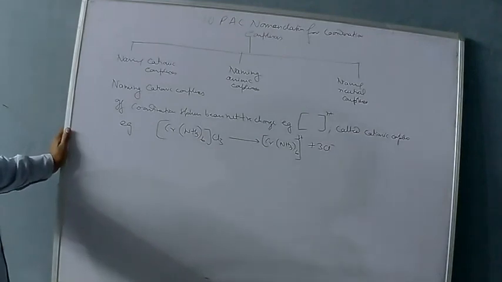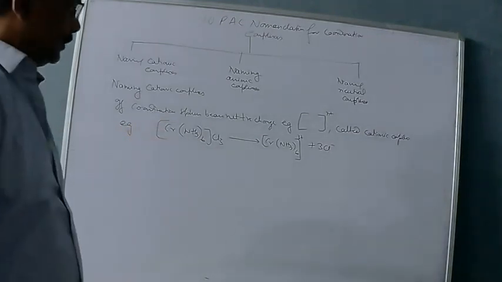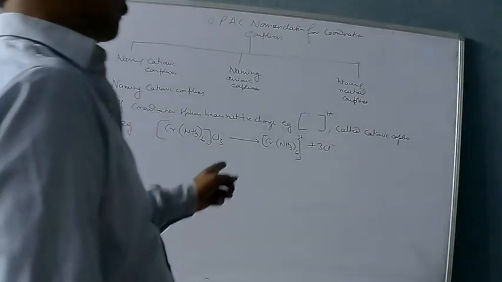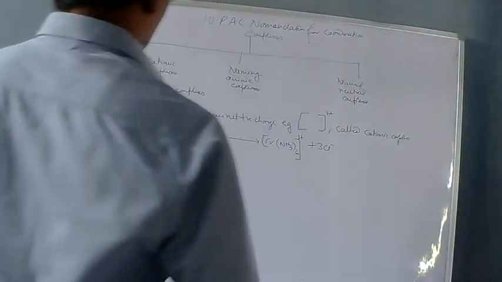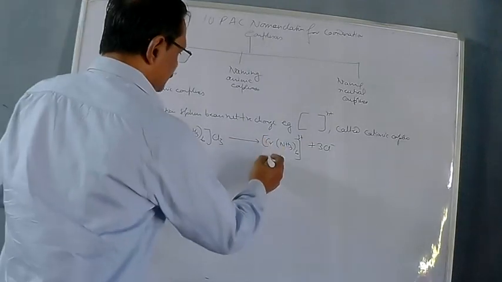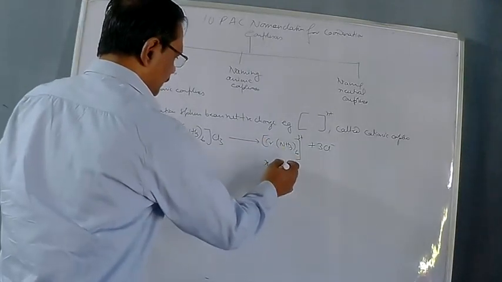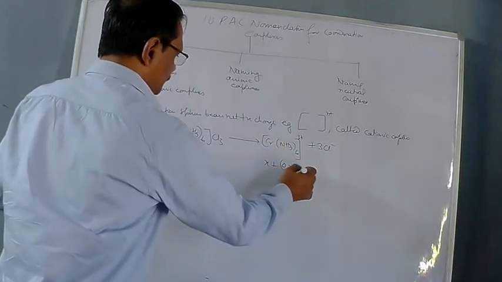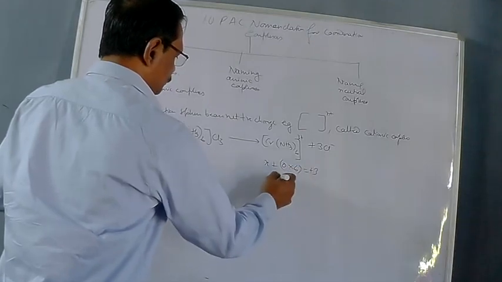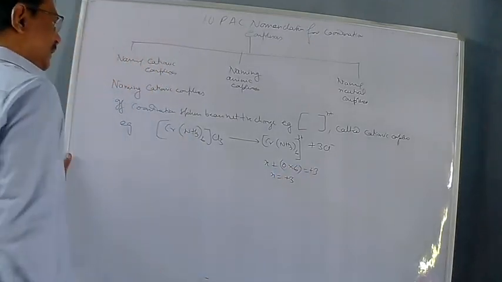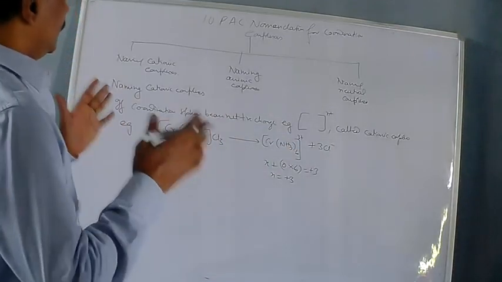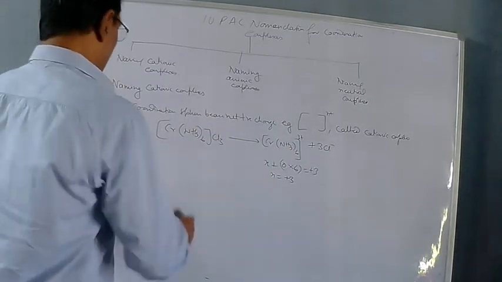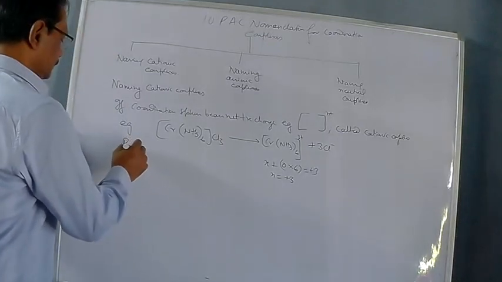Class, while writing IUPAC nomenclature, you must find out the oxidation number of Cr. So how to find out? Let us take Cr equals X. We all know ammonia has no charge, so 0 into 6, and this must be equal to plus 3, so the value is coming plus 3, and it's a cationic complex. So class, whenever we are going to name a cationic complex, see the rules.